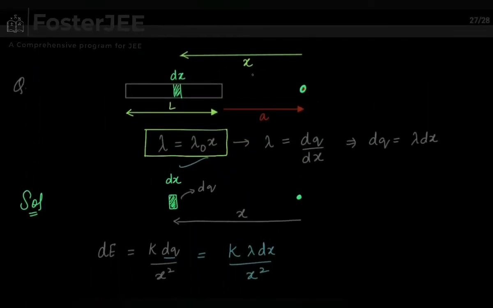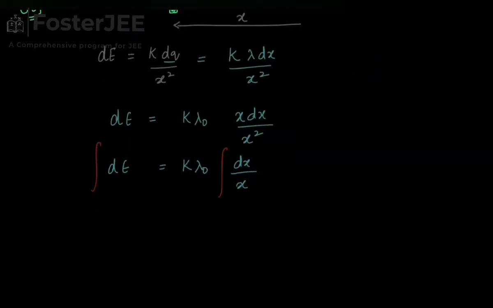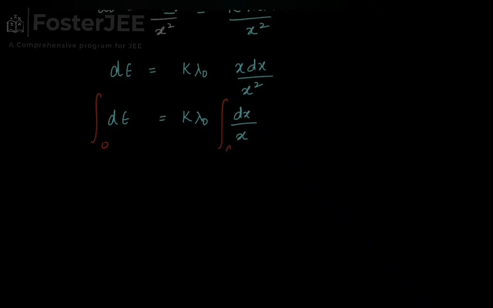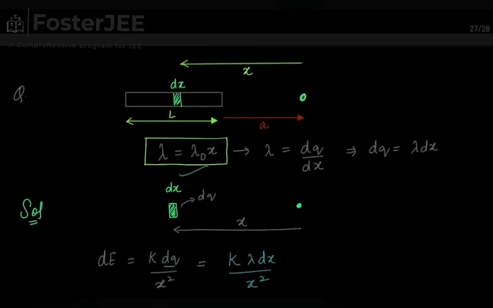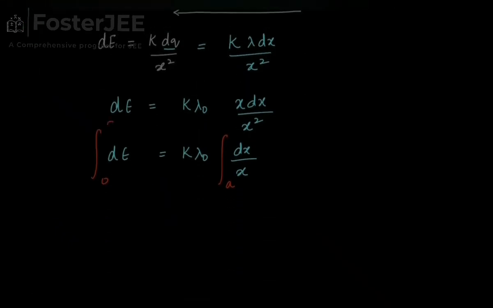When x was a, that is, no part of the rod is being covered, in that case the net electric field would be 0. That is, at x equal to a, net electric field will be 0. But when x becomes a plus l, that is the whole length, then the total rod will be considered, and the net electric field would be the complete electric field that we need. So the final limit is a plus l.